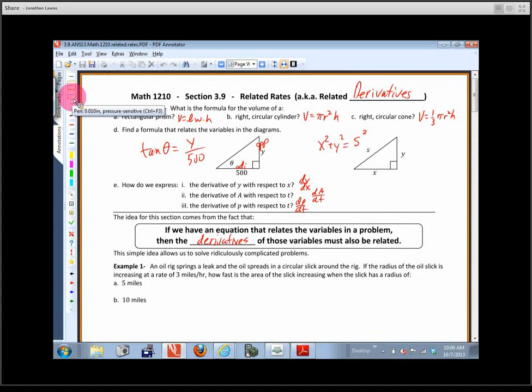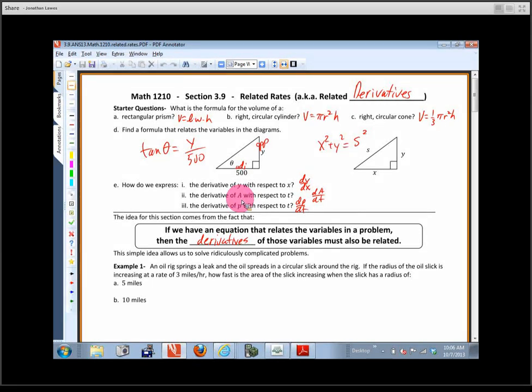So last time we went over the starter question, and it had a bunch of information about coming up with formulas that relate variables. All of these were pretty much pre-calculus questions until we get to right here, when it talks about how would we write down the derivative of this particular variable with respect to that particular variable. Okay, and then we mentioned that the idea behind this section is very simple. They are all story problems, but they all revolve around the same idea. If you can find an equation that relates variables, then you can find an equation that relates their derivatives or their rates of change. Okay, and it's that simple.